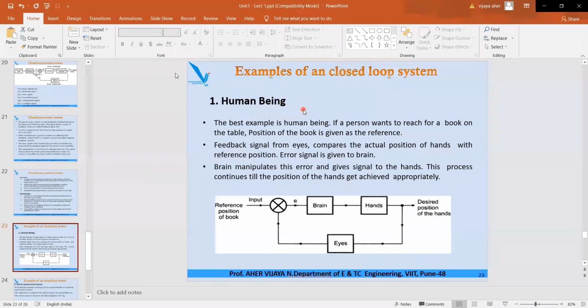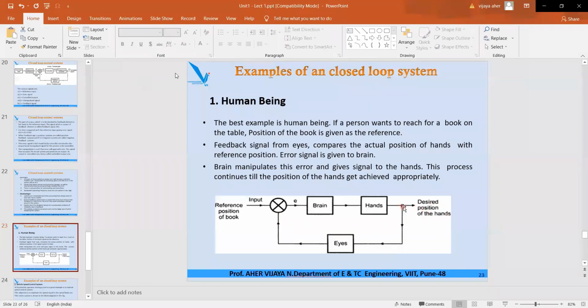This is the closed loop control system in which the process is there. In this process block, I have considered our hands. This is nothing but the controller block. In the controller block, I have taken the brain of the human being. This is the error detector, or you can say comparator. Now the reference position of your book, or any object, is taken as the reference position, that is the input to the comparator. The second input to the comparator is the feedback signal. Now this is nothing but your desired position of the hands.